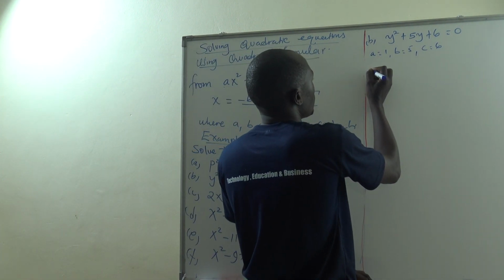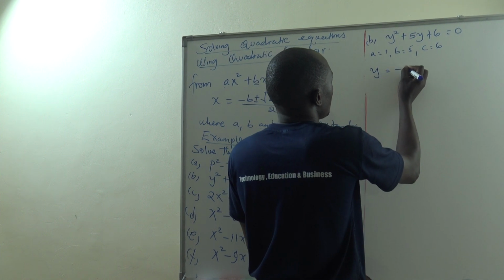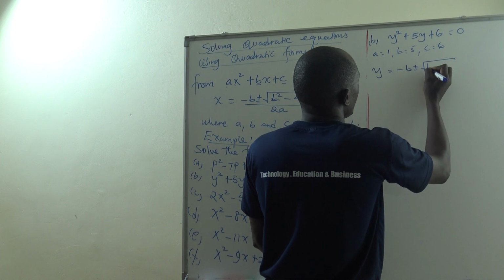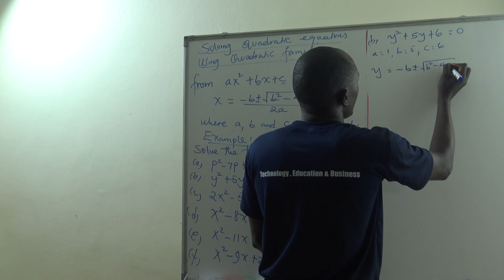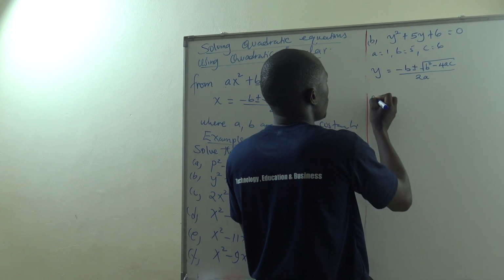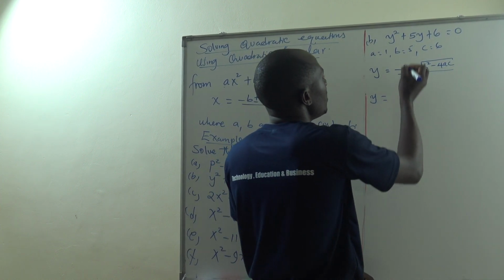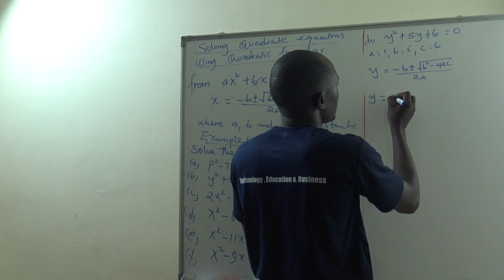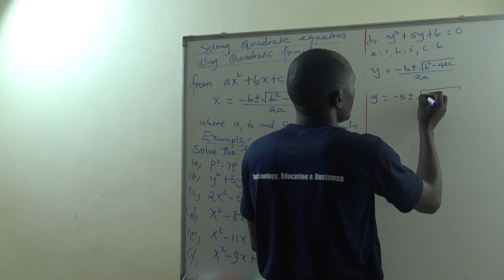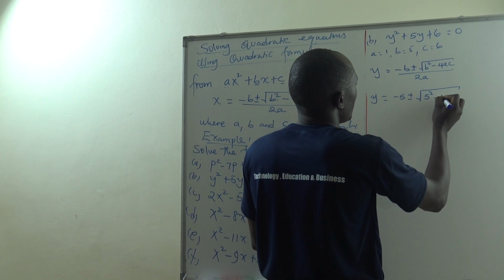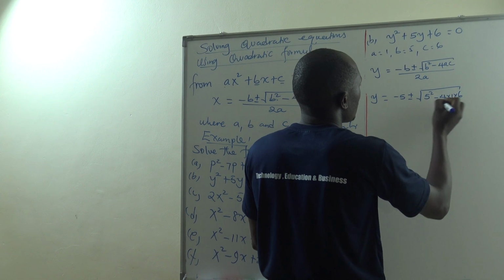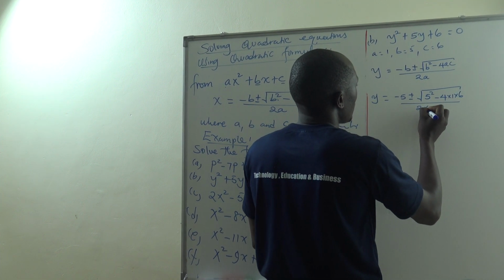So we write our equation in terms of y equals negative b plus or minus root of b squared minus 4ac all over 2a. So we substitute in. What is our b? It is already 5. So it becomes negative 5 plus or minus root of 5 squared minus 4 times 1 times 6 all over 2 times 1.